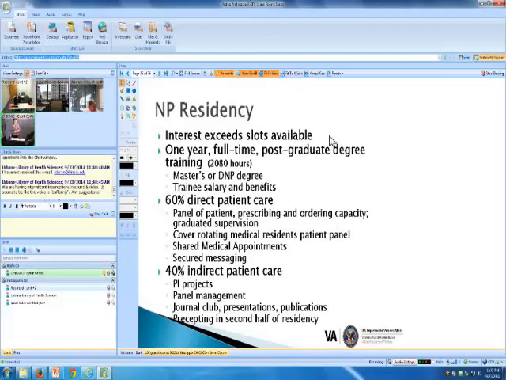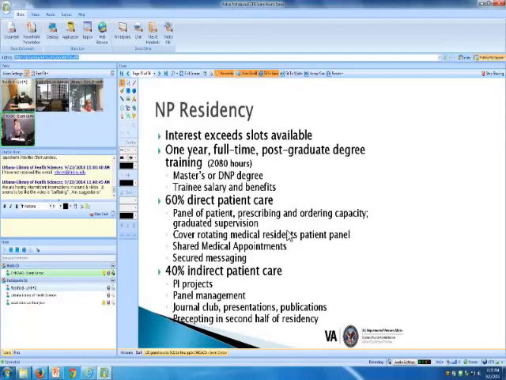But these sites have 4 or 5 slots. They get 30, 40 people applying to come into these programs. So people feel that there is certainly a need for this. And during the residency, they do about 60% direct patient care. They have an assigned panel of patients. They, at some places, share that with a physician resident.